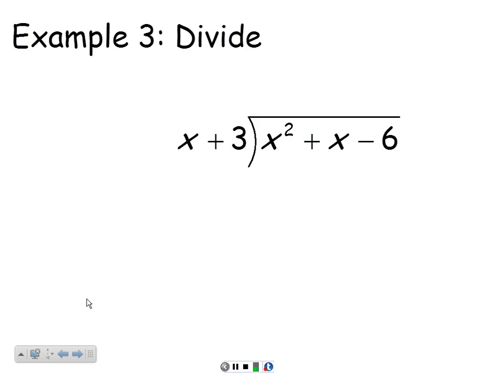What if we divide by polynomials? Dividing by a binomial, for example. This says x squared plus x minus 6 divided by x plus 3. And this is just long division, kind of like how we did in 3rd grade.